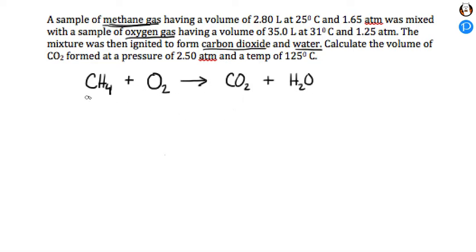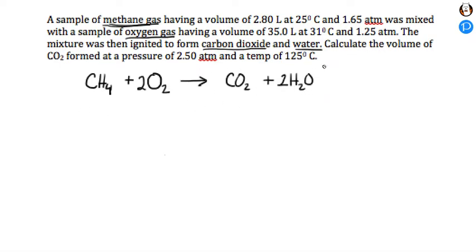Before I go any further, let's make sure that this is balanced as well. So let's see, I've got one carbon on the left, one on the right. I've got 4 hydrogens on the left and only 2 on the right. So I'm going to put a 2 here to balance out my hydrogens. And then I've got 2 oxygens on the left. I've got 1, 2, 3, 4 on the right. So I'm going to put a 2 here to balance that, and we are good to go now that this is balanced. Okay, so I've got my balanced reaction.